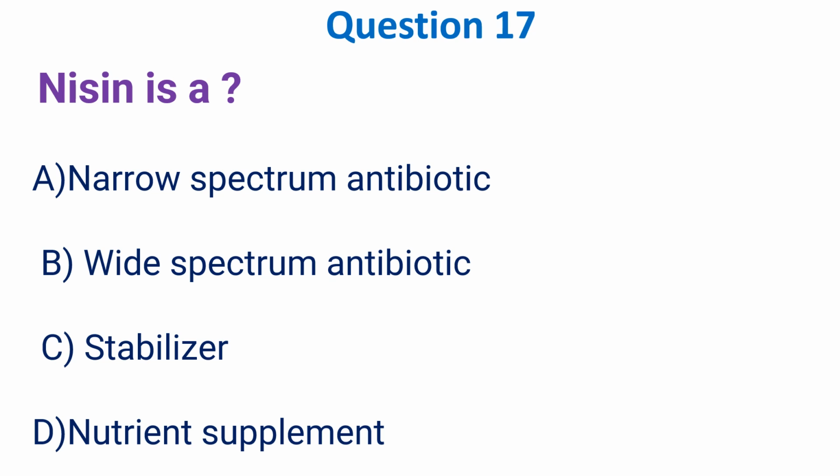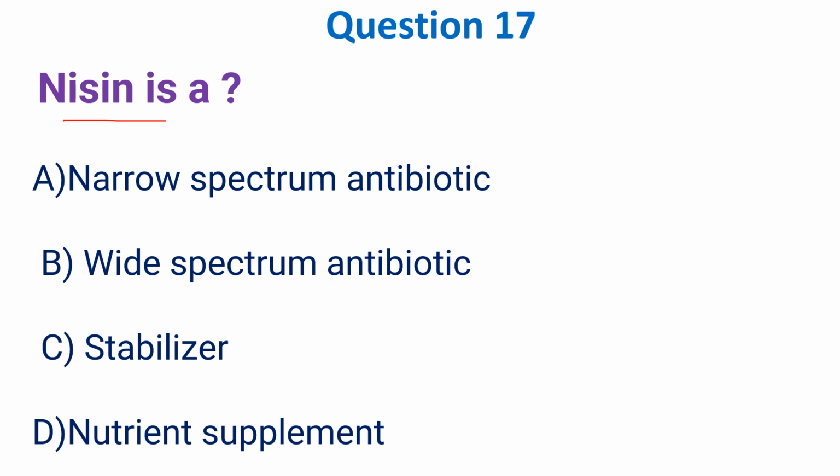Niacin is a... what is niacin? Niacin is a polycyclic antibacterial peptide produced by the bacterium Lactococcus lactis that is used as a food preservative. Niacin is an antimicrobial peptide produced by certain gram-positive bacteria that include Lactococcus and Streptococcus species. Niacin is a potent antimicrobial active against a wide spectrum of gram-positive bacteria. Narrow-spectrum antibiotics target few bacteria, but broad-spectrum antibiotics target many types of bacteria.